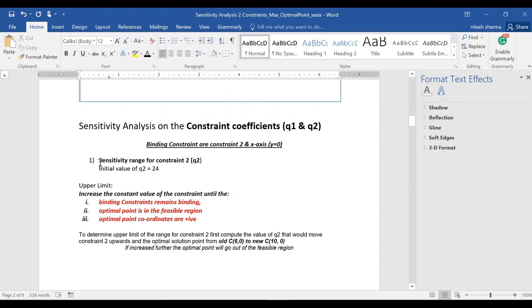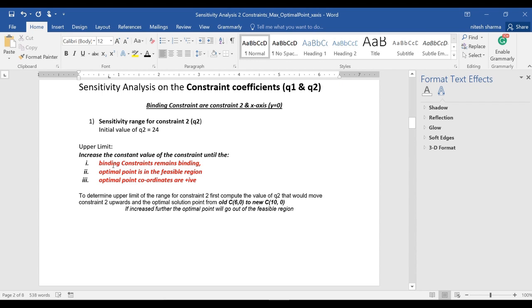So let's first find the sensitivity range for constraint 2. I'll represent it as Q2. The initial value of Q2, as we have seen in the problem, is 24. To find the upper limit, we need to take care of 3 rules. While solving many problems, I made 3 thumb rules to solve sensitivity analysis problems on constraint constants that actually provide results without making any mistake. So this works best for me.